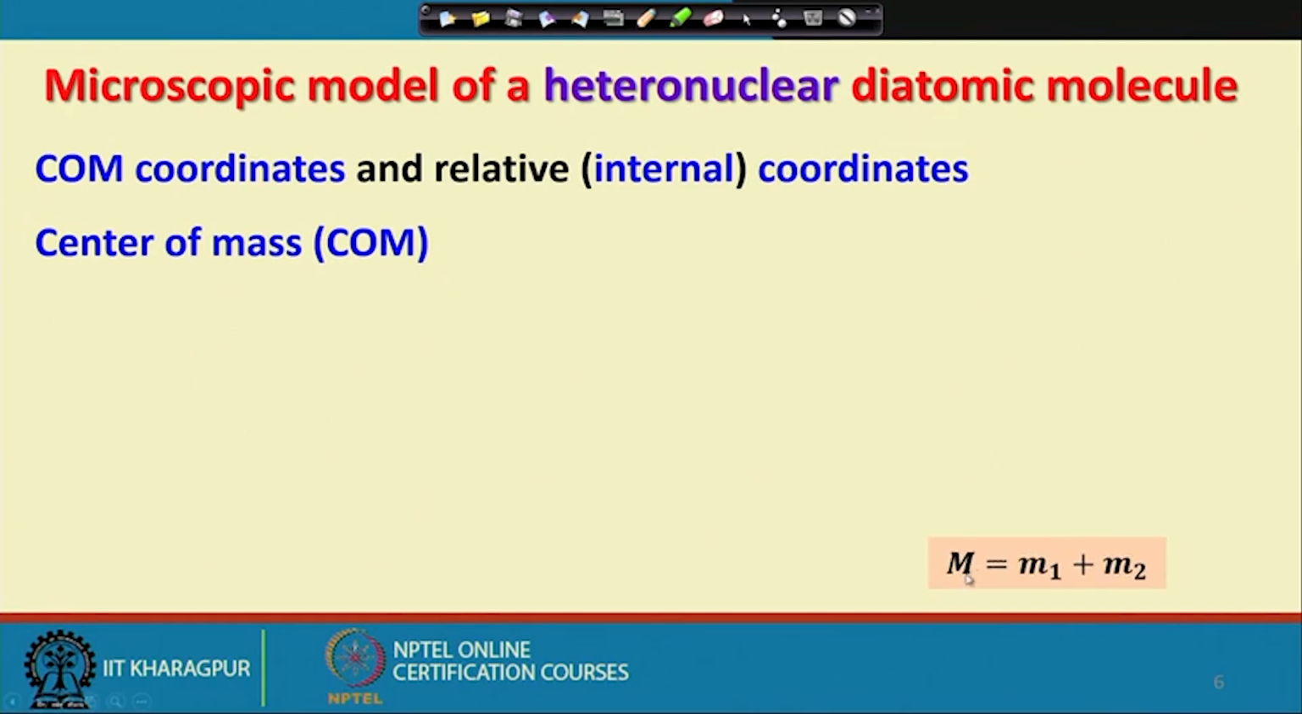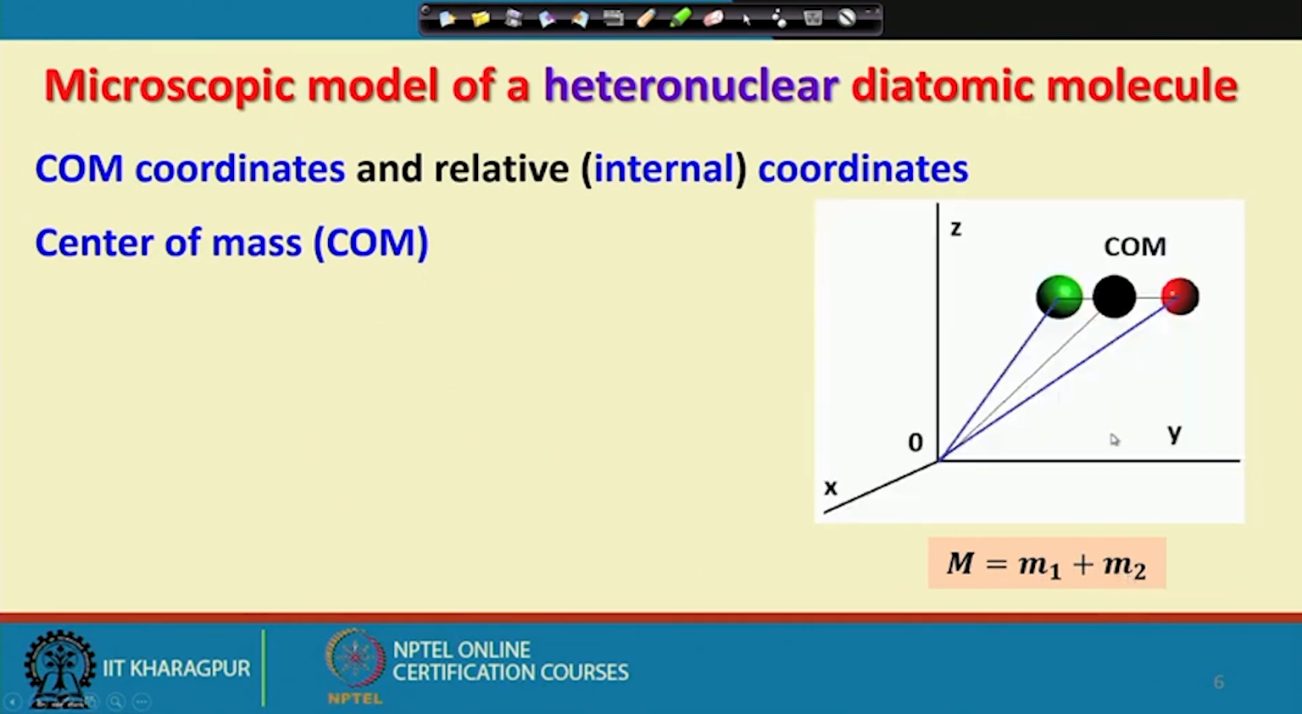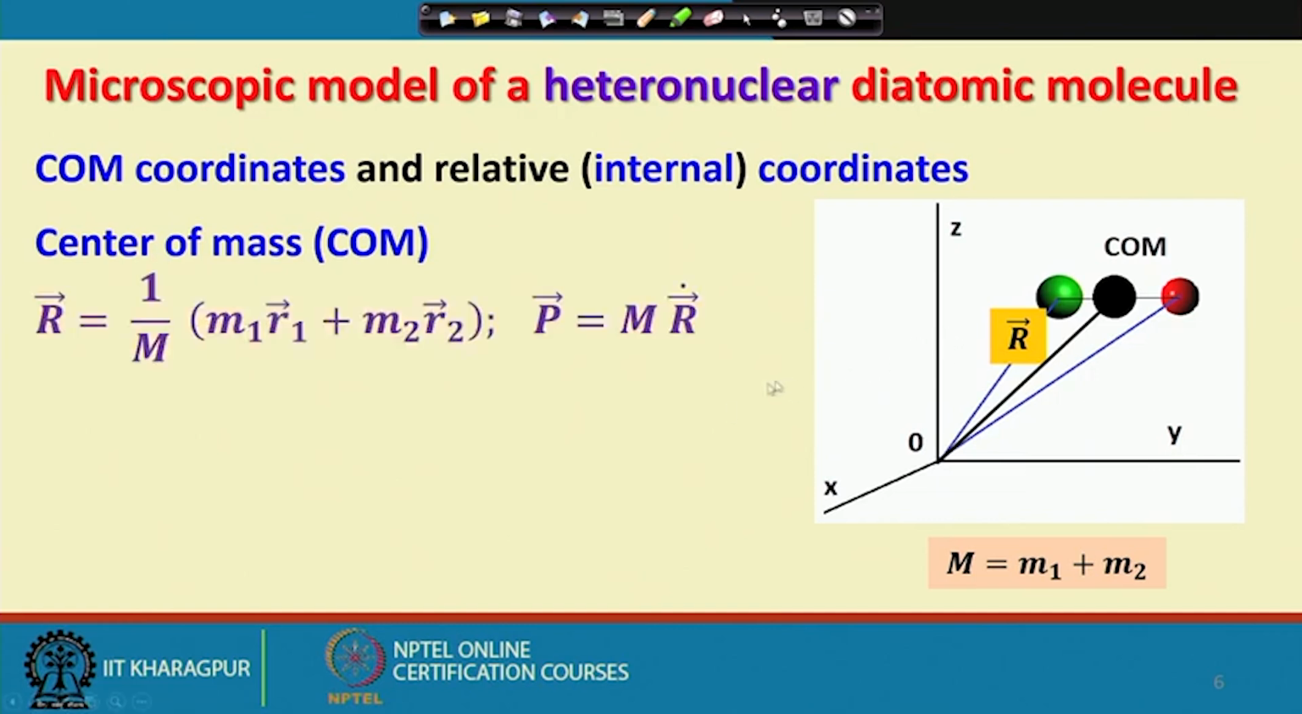So, let me define capital M as m1 plus m2, that is the total mass of the molecule, which is comprised of the atom 1 having mass m1 and atom 2 having mass m2. Now, I understand that I can always define the center of mass, which is tentatively put here as a black ball, and the position vector of the center of mass can be assigned this notation capital R, where capital R by definition depends on small r1 and small r2, that is where these individual atoms are present and what are their masses m1 and m2.